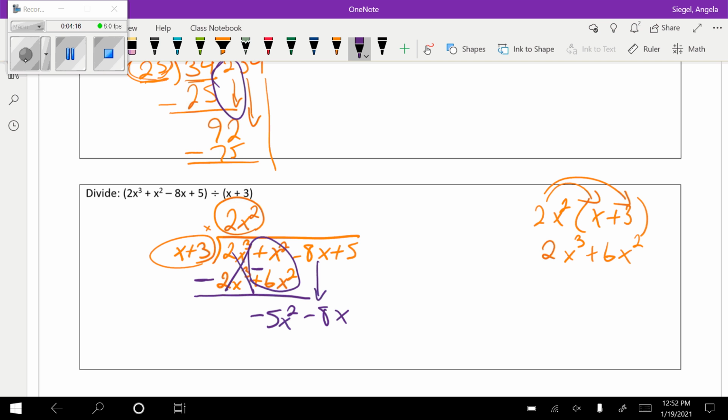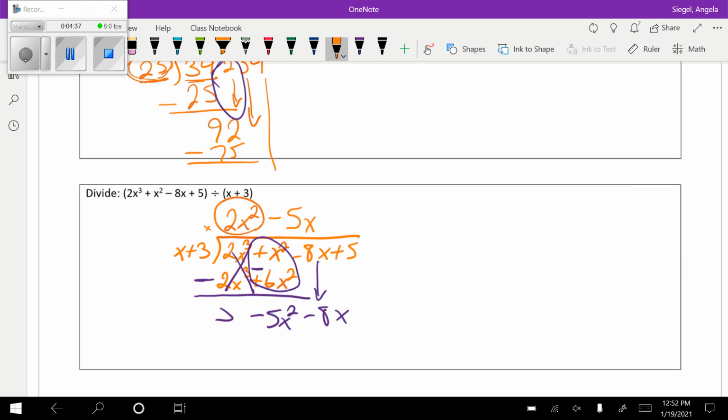Okay, so I'm going to go through the same process. So what do I need to multiply x by to get to negative 5x squared? Well, I'm missing a negative 5, and I have 1x here, and x squared there, so I'm missing an x. So let's kind of clear out everything. So what I'm going to do is I'm going to do the same thing as I did before, and I'm going to take negative 5x times x plus 3. So when I do that, I have negative 5x squared minus 15x. And that's what I'm going to put underneath here.